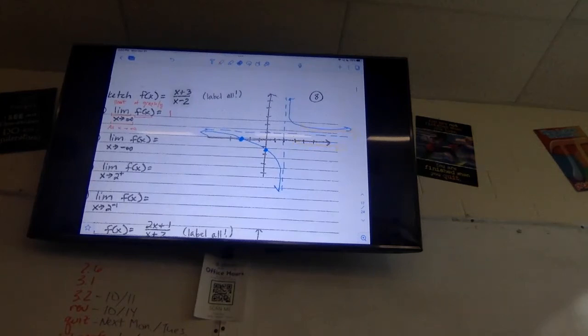Okay? We're doing the same thing, limit of my function as x approaches negative infinity. So this time we're going towards negative infinity on my x's. What's my graph doing as I approach negative infinity? Approaching 1. It's still approaching that horizontal asymptote.